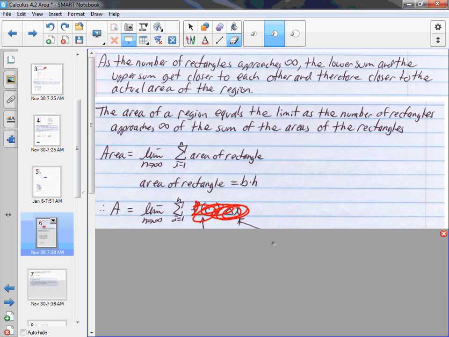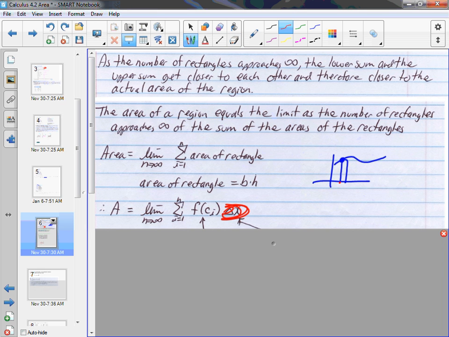But the area of a rectangle is base times height, or length times width. Let me draw another sketch real quick. That's our region, and I'm just going to draw in one rectangle. The height of the rectangle is that y-coordinate, isn't it? Y-coordinates can be called f of x. I'll call this one f of c because the height depends upon that particular x coordinate, but I'm going to generalize it and call it x in just a minute.